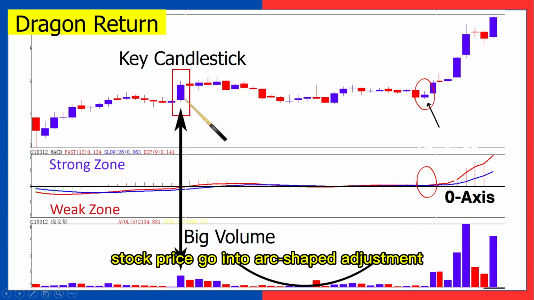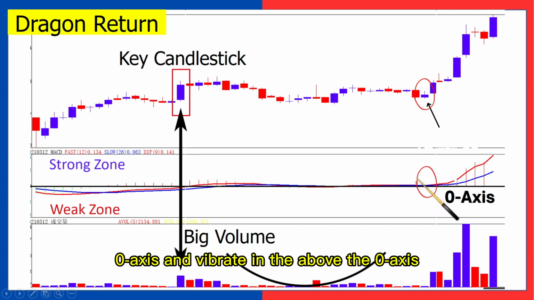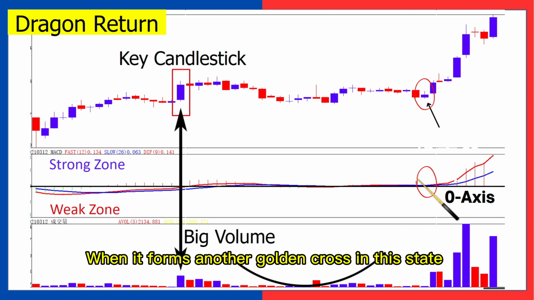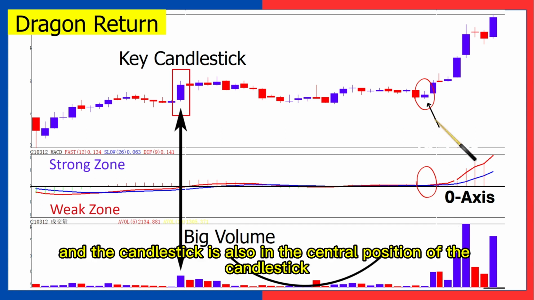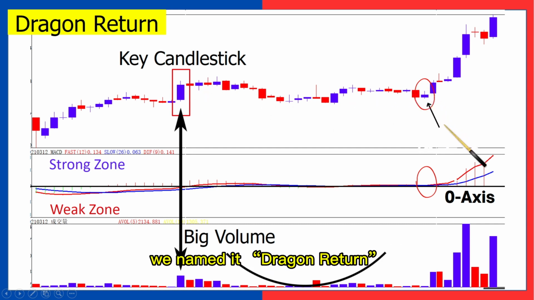Afterward, the stock price goes into an arch-shaped adjustment. The MACD indicator does not return to the negative side of the zero axis and vibrates above the zero axis. When it forms another golden cross in this state, and the candlestick is also in the central position of the key candlestick, this is the entry point. We name it Dragon Return.